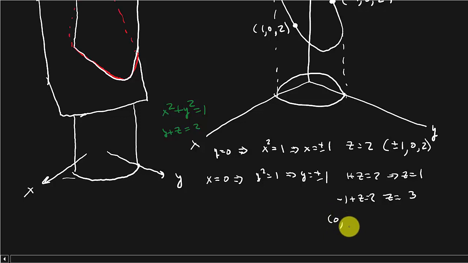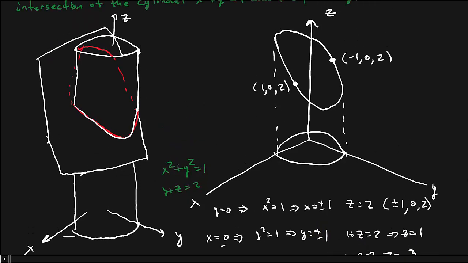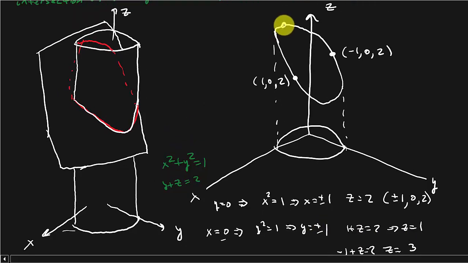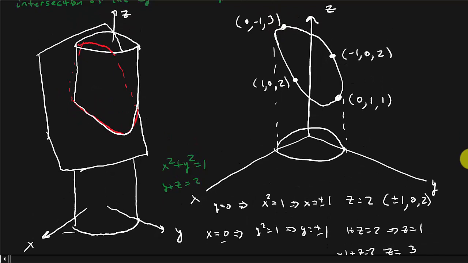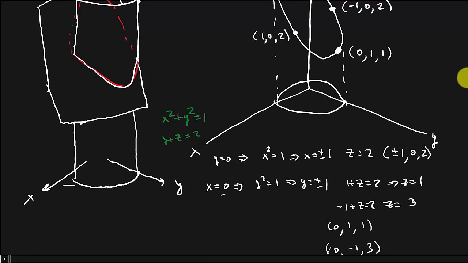So that's going to give me the points 0, 1, 1, and 0, negative 1, 3. See, from this, x is 0 in both of them, and then y is 1, z is 1, y is negative 1, z is 3. And so that's going to be like this point here and this point here. This is going to be the point 0, 1, 1, and this is going to be the point 0, negative 1, 3. And so that's what you have there.